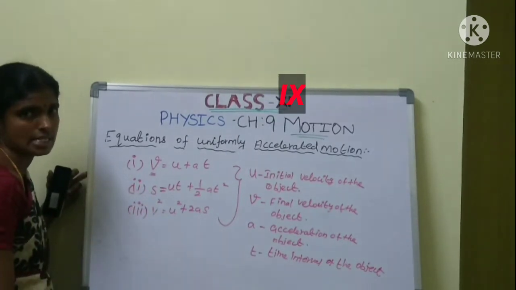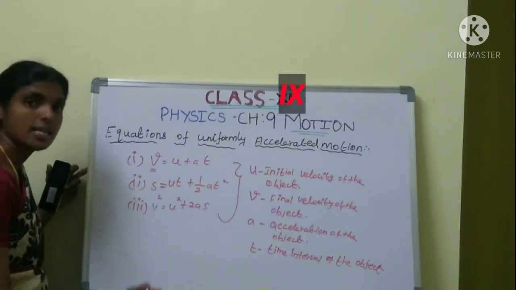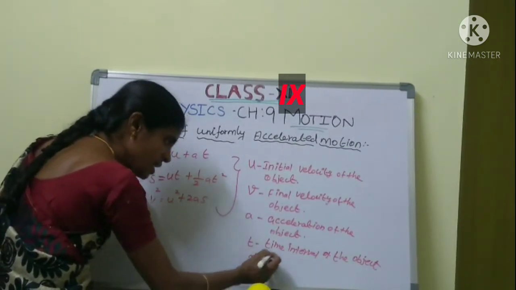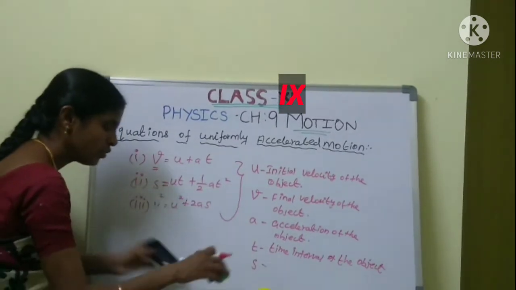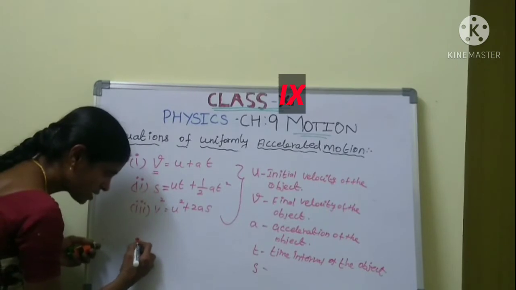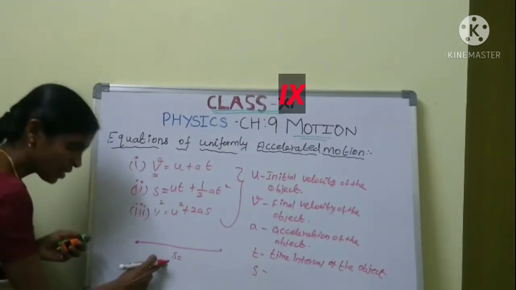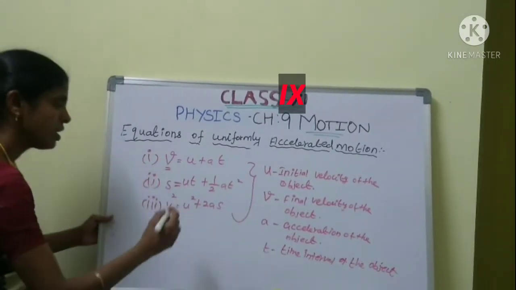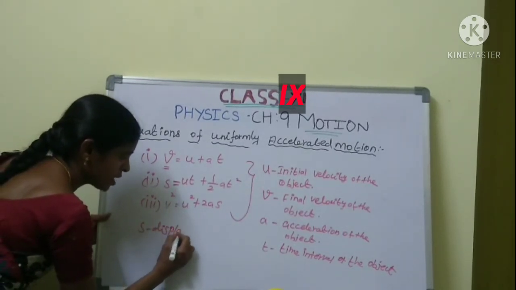What is meant by s? Any idea? That is the displacement. We have already discussed what s is. s is the displacement of the object. Are you clear? A car is moving from here to here. This is the initial point, initial velocity. This is the final point. How much distance or displacement, that is called s. Displacement of the object.